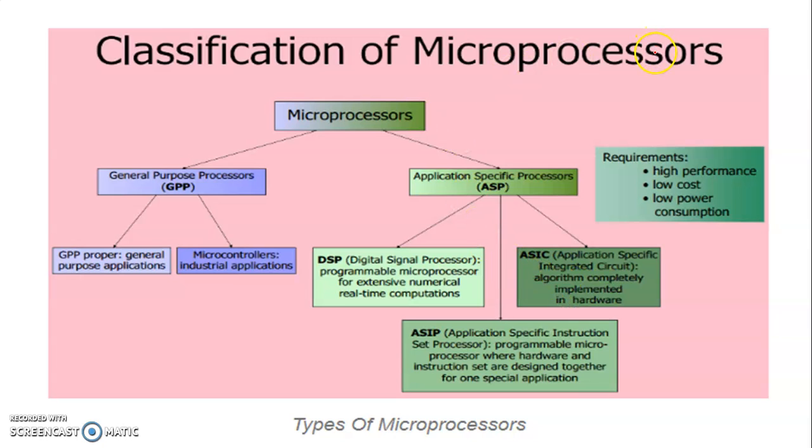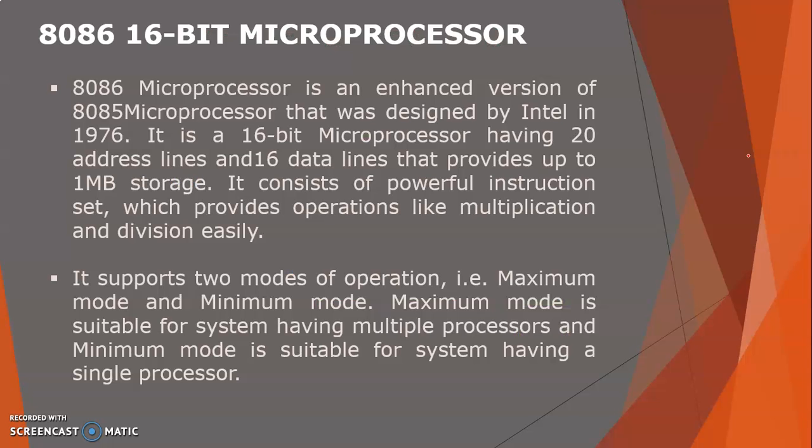And what are the requirements for the microprocessor? High performance, low cost and low power consumption. These are the classification of the microprocessor. Now next we will start with the 8086 16-bit microprocessor. So your main motto and the main concentration is the 8086 16-bit microprocessor. So we will start in the next video.